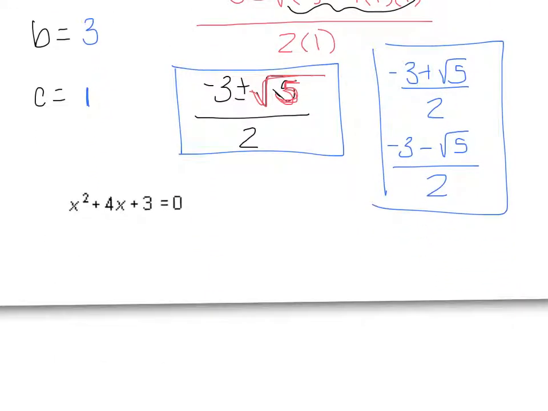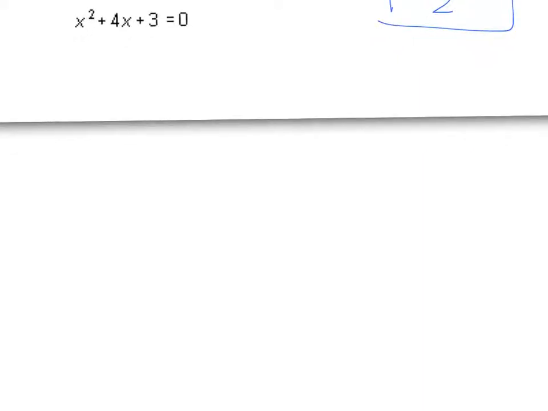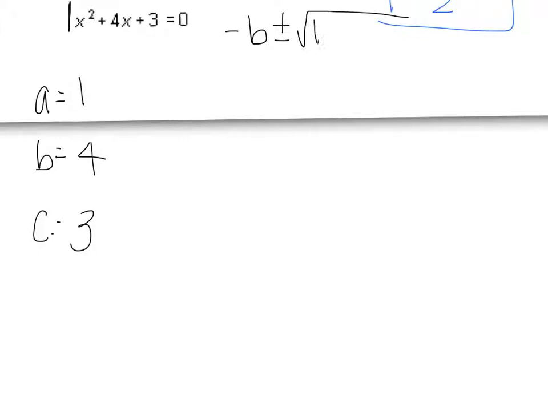So let's look at the next one. X squared plus 4x plus 3. So we're going to identify A, B, and C. A is the number in front of x squared, which is 1. B is the number in front of x, which is 4. C is the number by itself, which is 3. So remember my quadratic formula. I'm going to write it again. You don't have to keep writing this because it is on your notes, but I'm writing it on here so you can see it. So I'm just plugging in numbers.